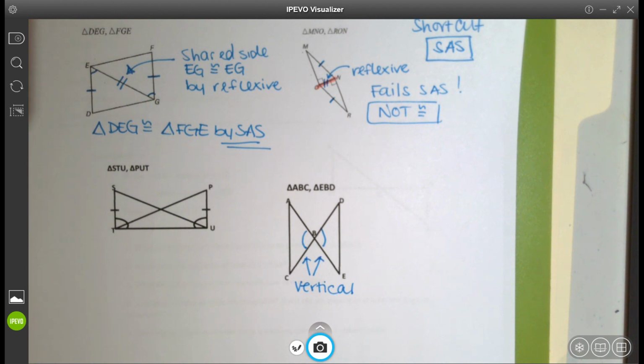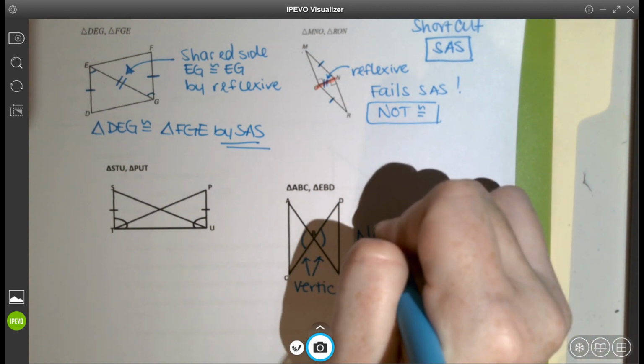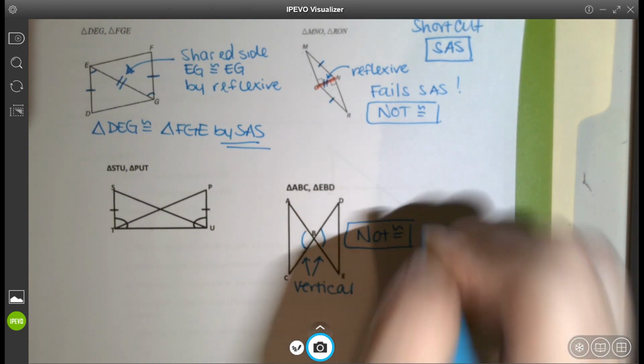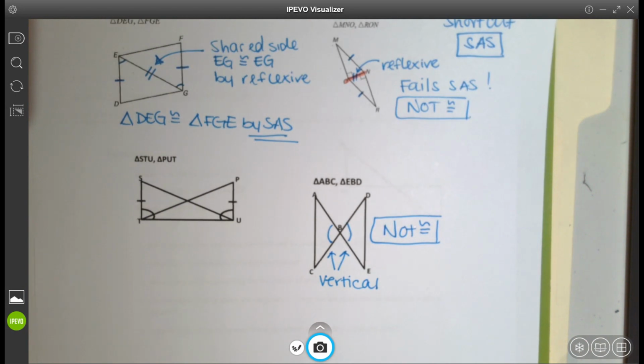All right, but there are no more markings I can add on this diagram. So unfortunately, the triangles are not congruent. There's not enough information to say that they are. All right, last triangle here.